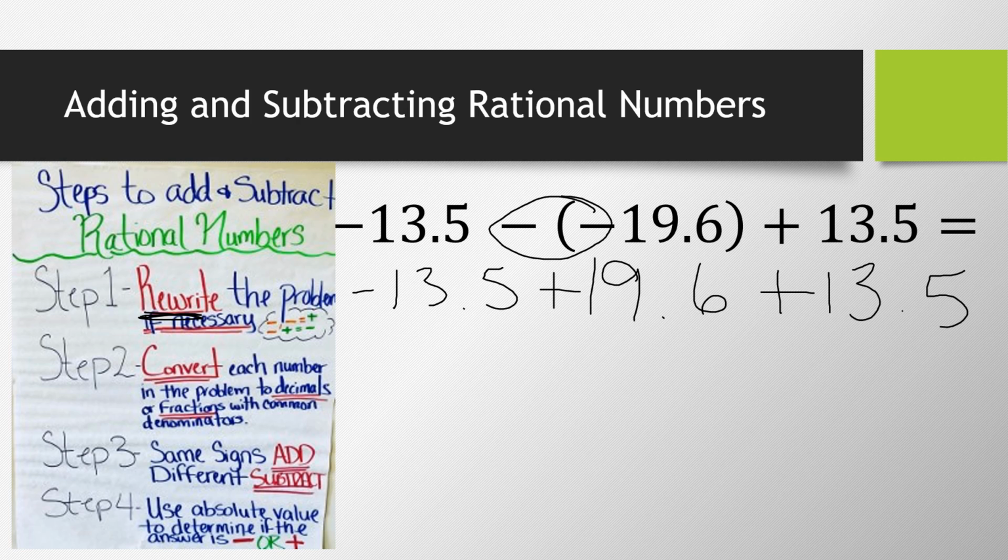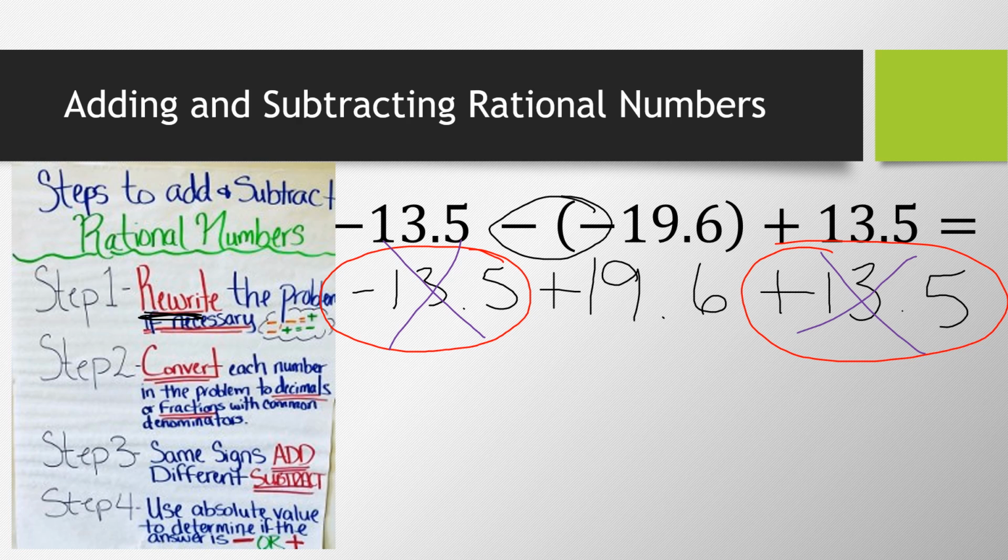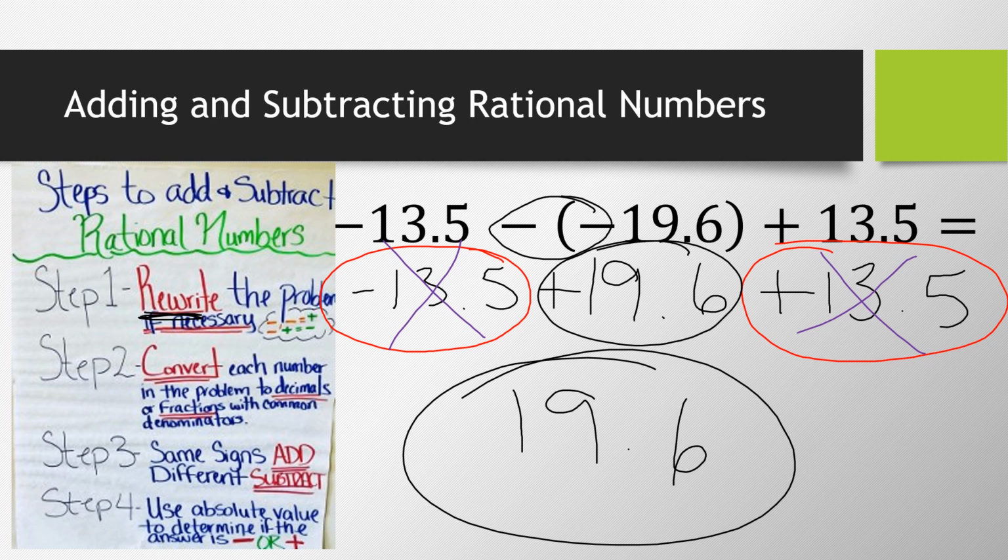One thing that you should notice is that you have additive inverses again. This is the third problem with an additive inverse. So you know that cancels each other out. If I have positive 13 5/10 and negative 13 5/10, that's going to equal 0. I'm literally subtracting the same exact number. So now that leaves me with 19 6/10. That's your answer. 19 6/10.